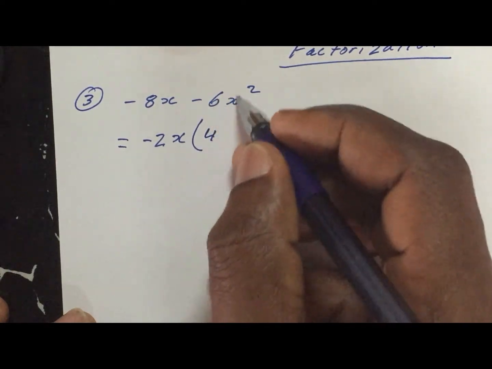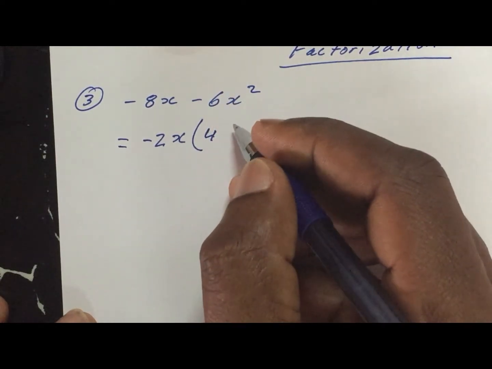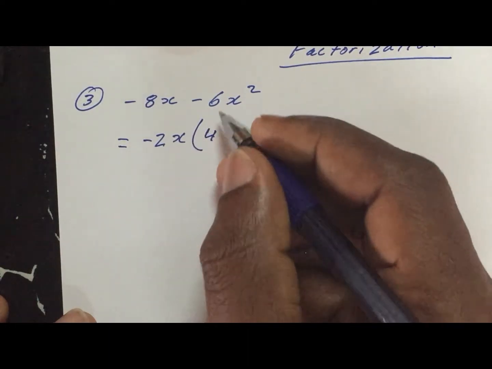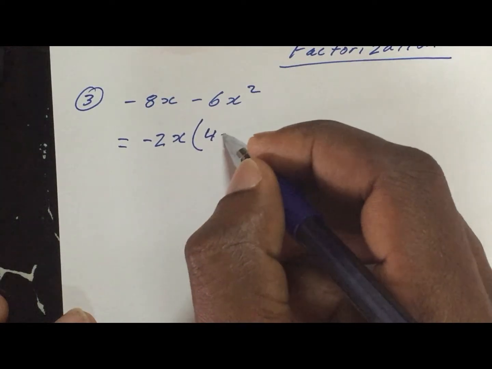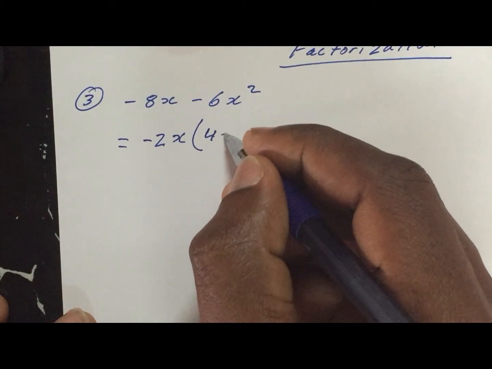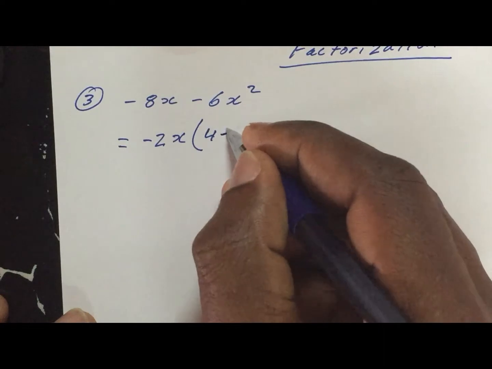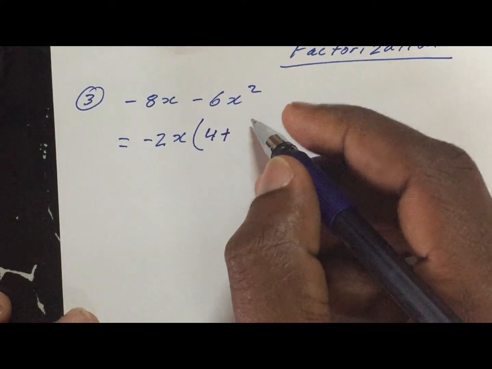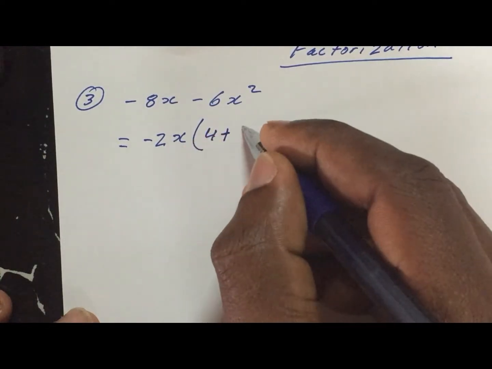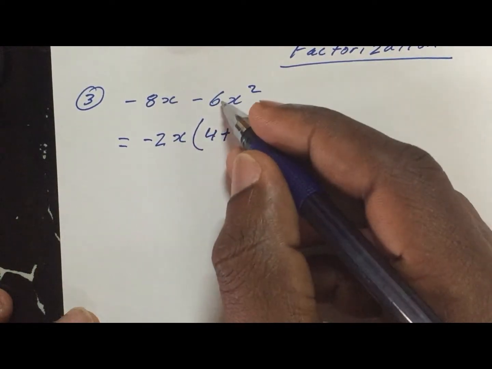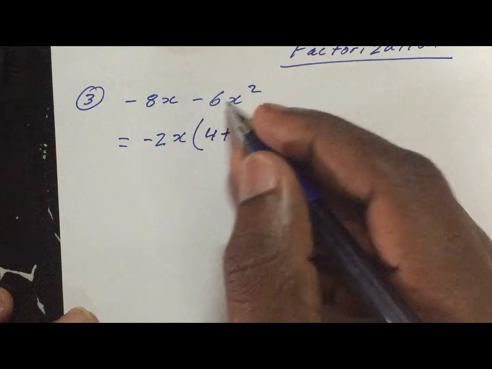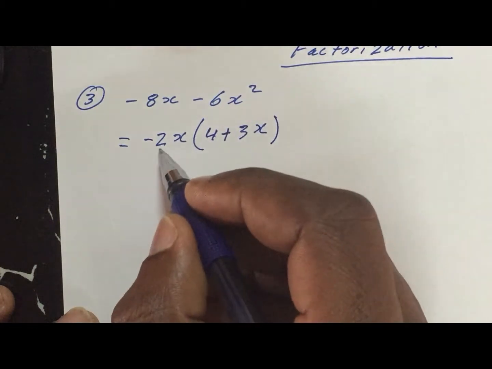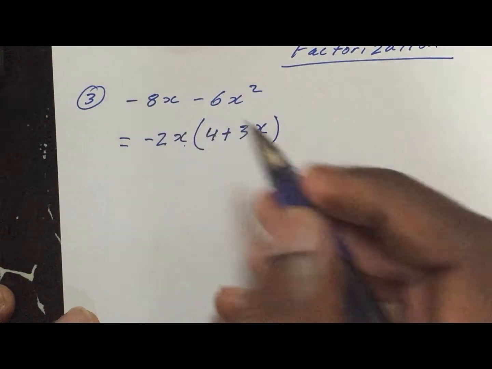What would give us a negative 6x squared? We know that negative times a negative will give us positive. We don't want positive, so the sign here cannot be negative. We want a negative, so the sign here has to be a positive. So let's go. Negative 2 by 3 would give us a negative 6, and we want 6x squared, so that would be 3x. So negative 2x times 4 gives us negative 8.